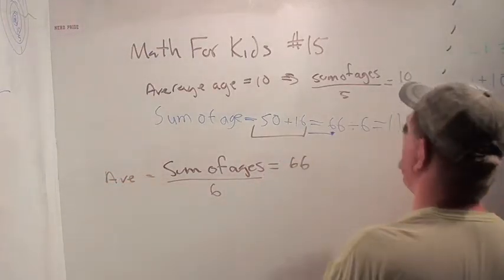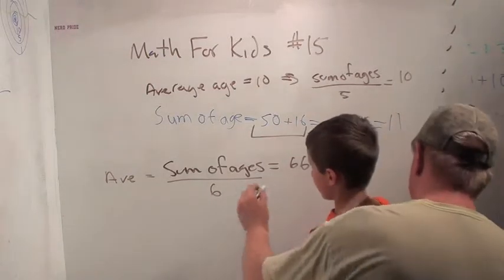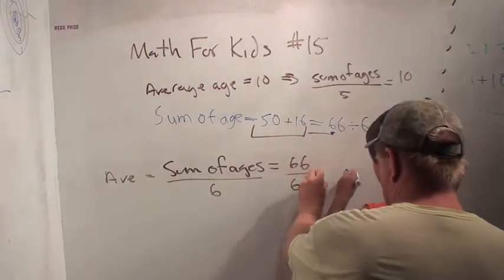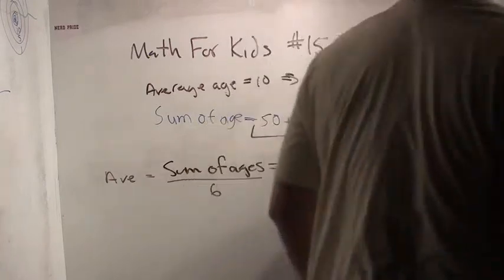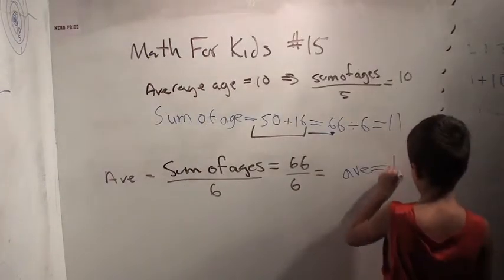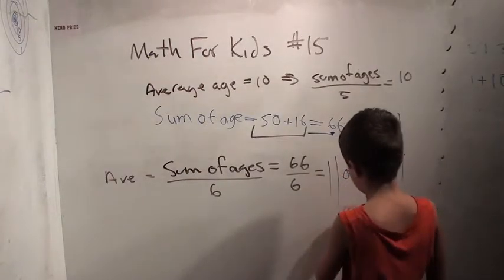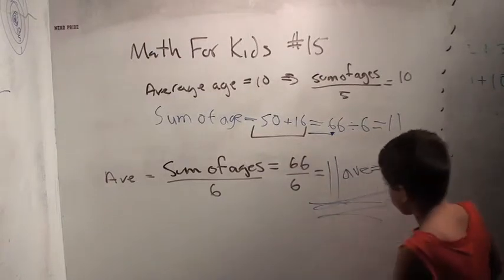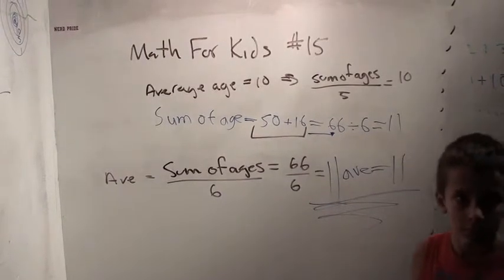I like to write av for average. 66 divided by 6 is equal to what? The av equals 11. 66 divided by 6 is 11. Great, good job. Can you erase this for me and we'll do the next problem?